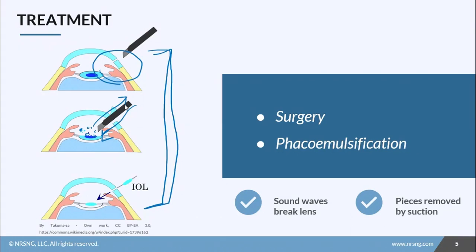Once all of the bad lens is out, it's time to put a new lens in. This is when they put in the new intraocular lens right here, and it folds down. And yay, the person can see again.